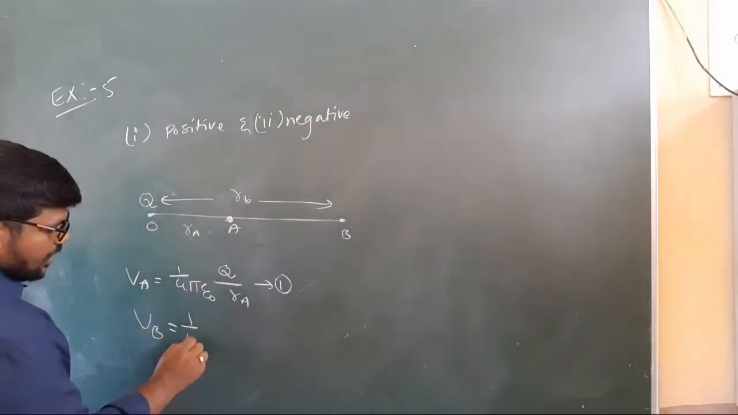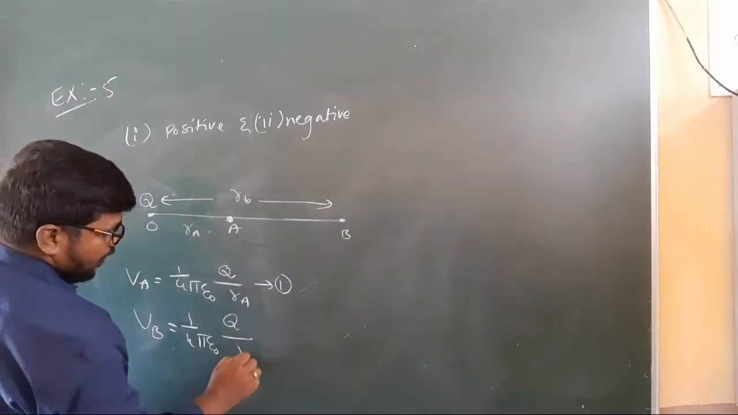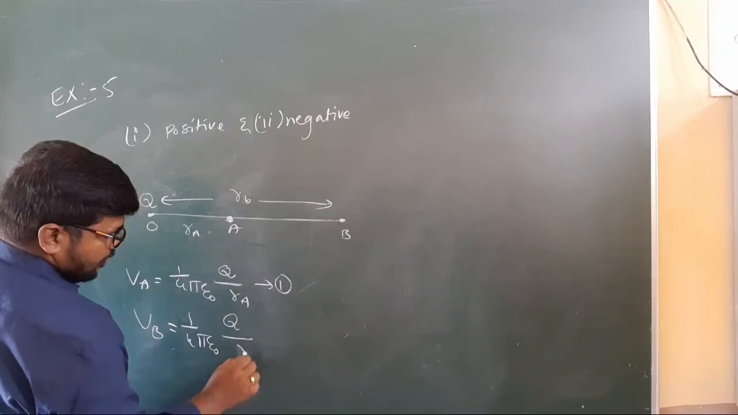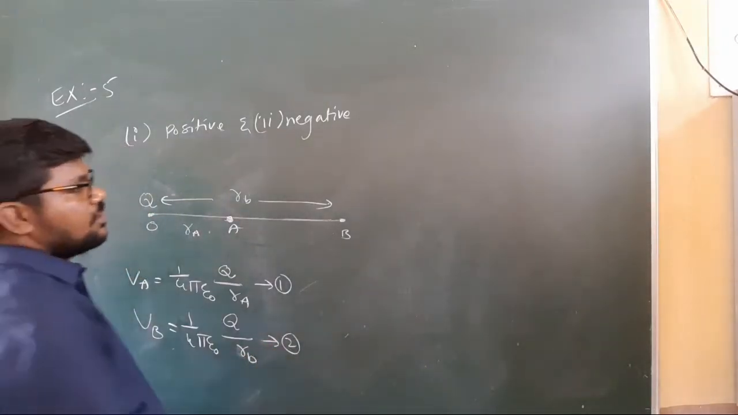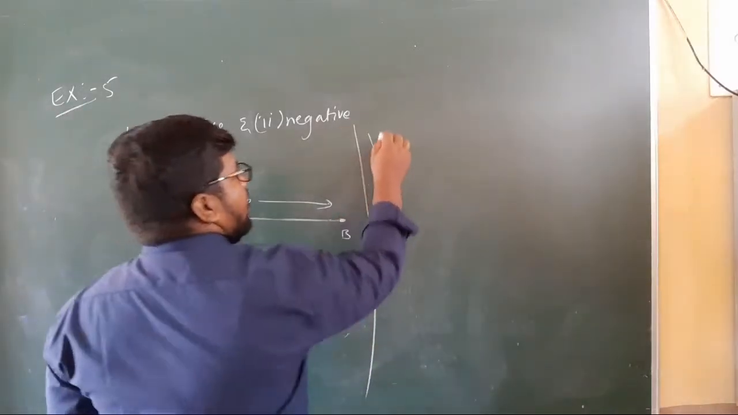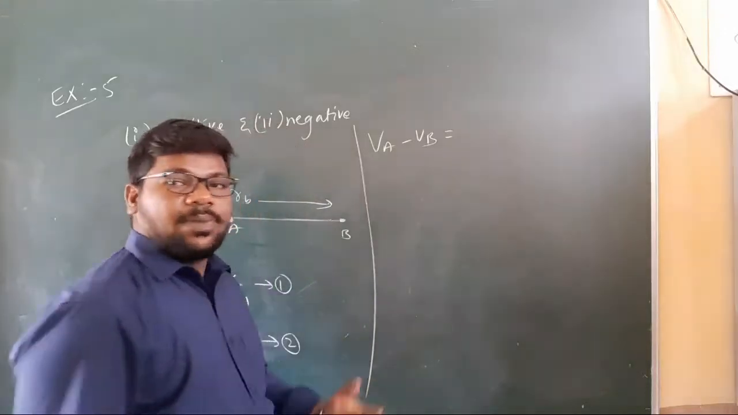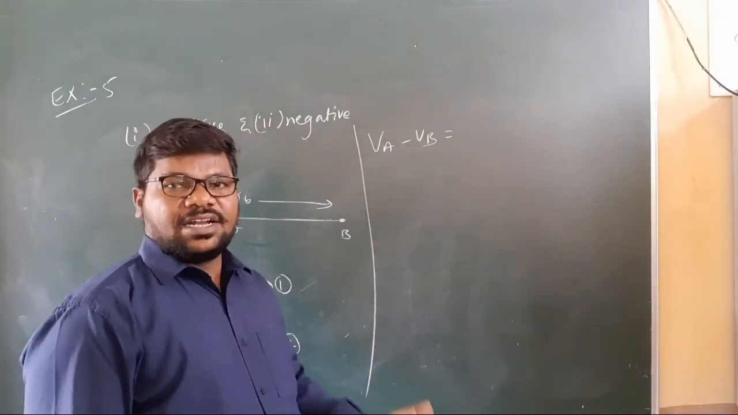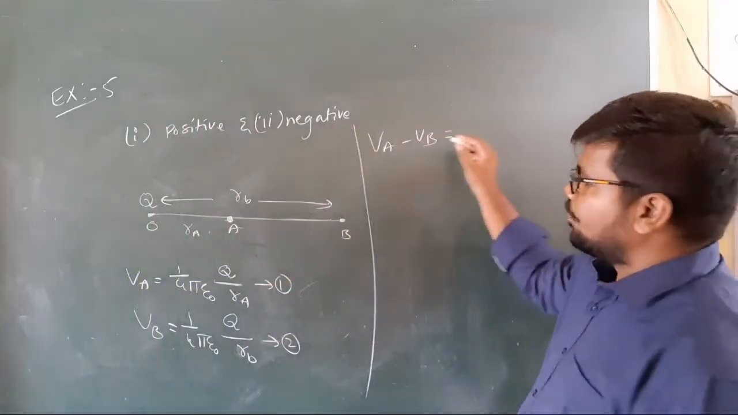Now we have to write the electrostatic potential: V = 1 by 4 pi epsilon naught Q by RB. This is equation 2. So according to the question, they have given VA minus VB, and we have to find whether it is positive, zero or negative. So what is VA minus VB from this data?